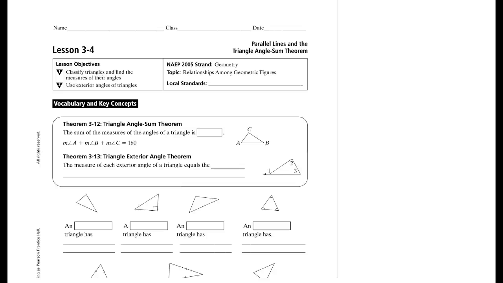Hey, here is lesson 3-4, parallel lines and the Triangle Sum Theorem. This is something new and special and very useful and helpful in the rest of your life, I promise. So, Theorem 312, the Triangle Sum Theorem.